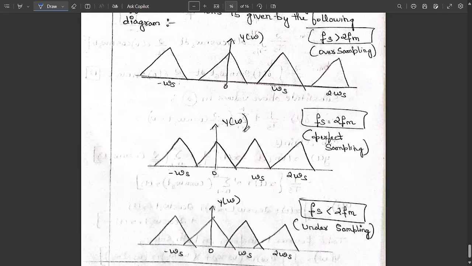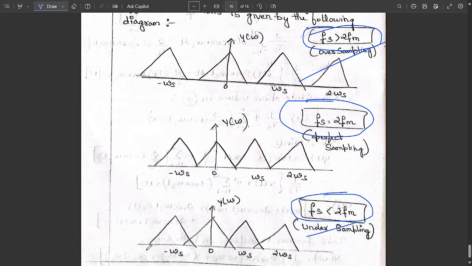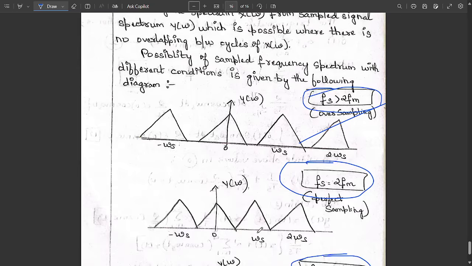These are the three different kinds of signals. Oversampling takes place when Fs is greater than 2 times Fm. When Fs is equal to 2 Fm, perfect sampling takes place without any gap. And when Fs is less than 2 times Fm, undersampling takes place, where one sample overlaps with the other sample. These are the three diagrams you need to mention.